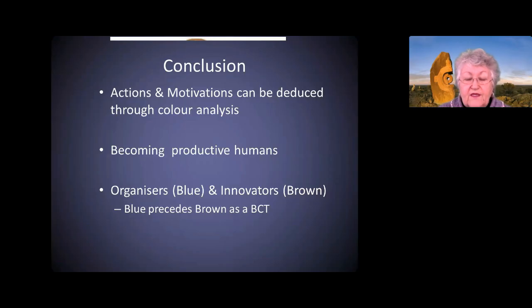Blue are the organisers and brown are the innovators. And we need both of them in order to have our societies function in a way that enables us to be constantly moving forward and potentially improving our lives and the lives of those around us. It's because blue are the organisers and brown the innovators that we find that when we achieve our basic colour terms in their taxonomy, blue always precedes brown. You need to know what you're doing before you can alter it.